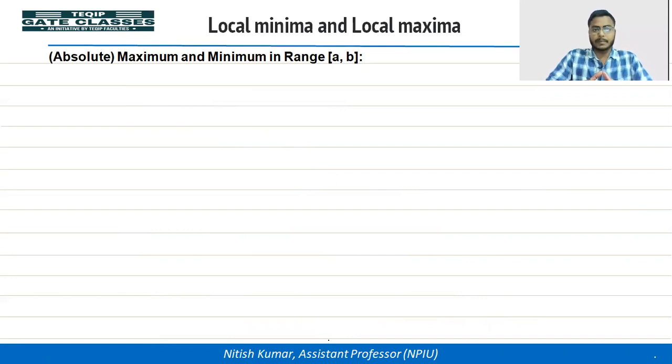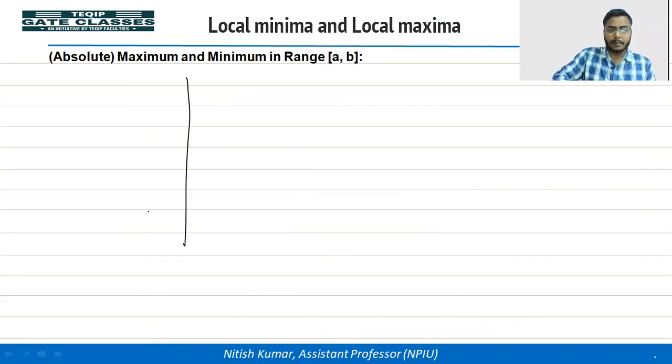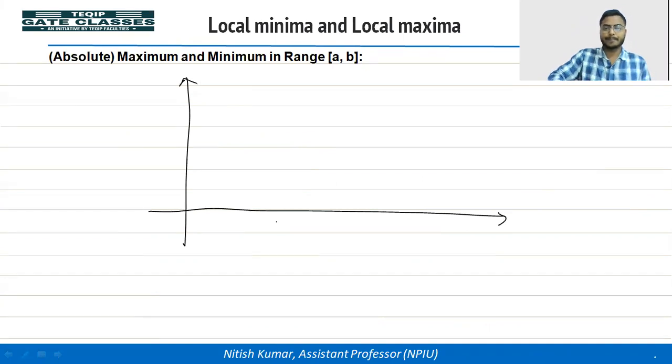Absolute maximum and minimum. So when we are going to find the maximum or minimum in a particular range a to b, that is called absolute maximum or minimum. So let's understand this absolute maxima and minima. Just draw a graph here.